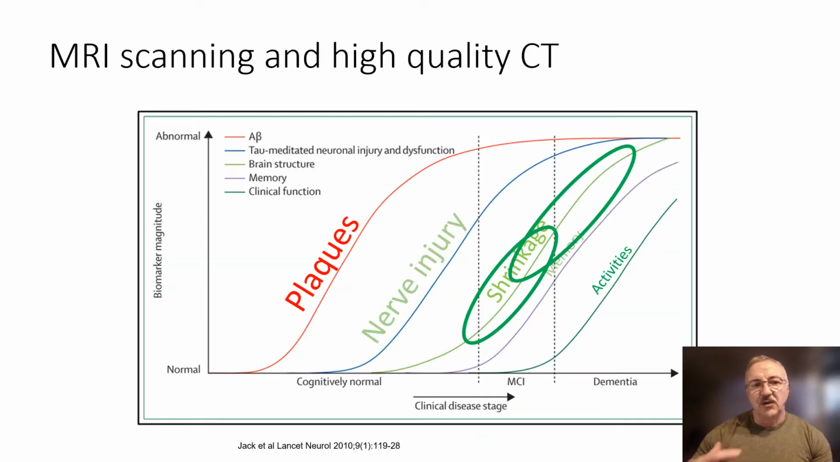So when we start to look at high quality MRI with multiplanar reconstructions and high quality CT with multiplanar reconstructions, we start to look at shrinkage in an earlier phase of the staging of Alzheimer's disease.